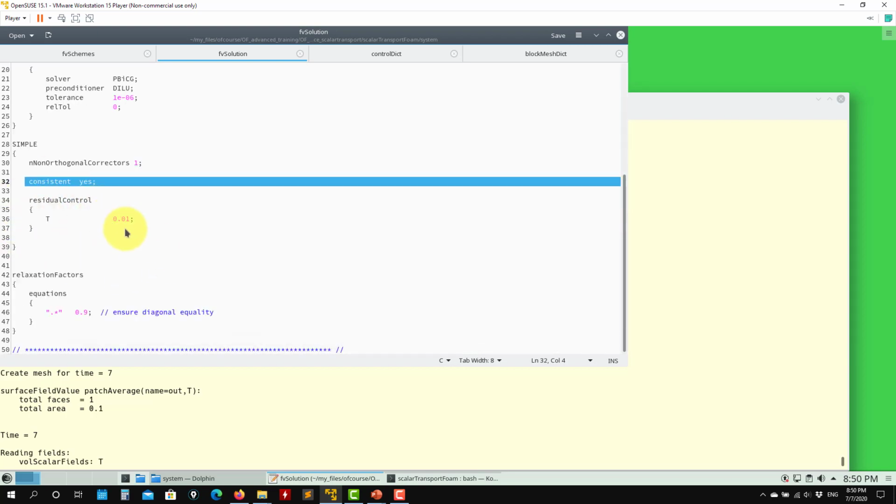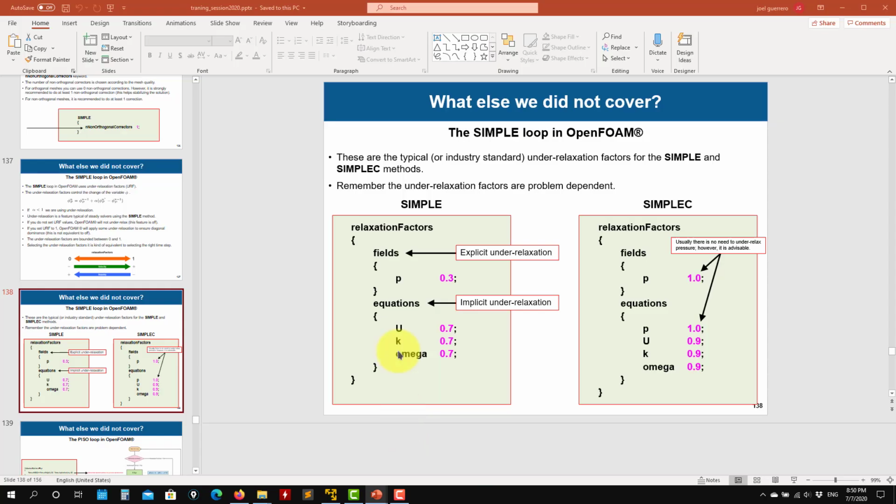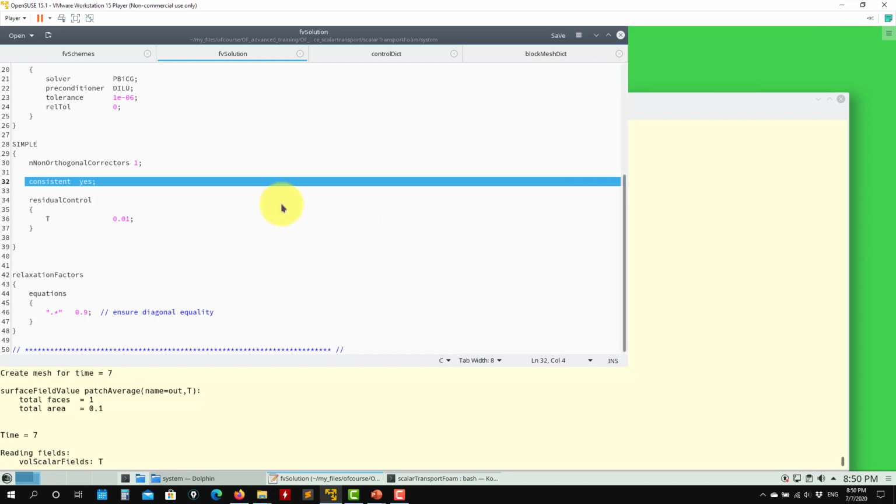And be careful with residual controls, and also with the relaxation, that they are very problem dependent. So here you have the industry standard. If you're using the SIMPLE formulation, in the full Navier-Stokes, you would put pressure 0.3 and then 0.7 for the rest, and the SIMPLEC, something like this. But not necessarily this will always be the case. Sometimes with compressible flows, you will add density, H or internal energy, so you will need to relax those as well. Here we're applying the relaxation to T, the scalar transport, the variable that we're transporting.